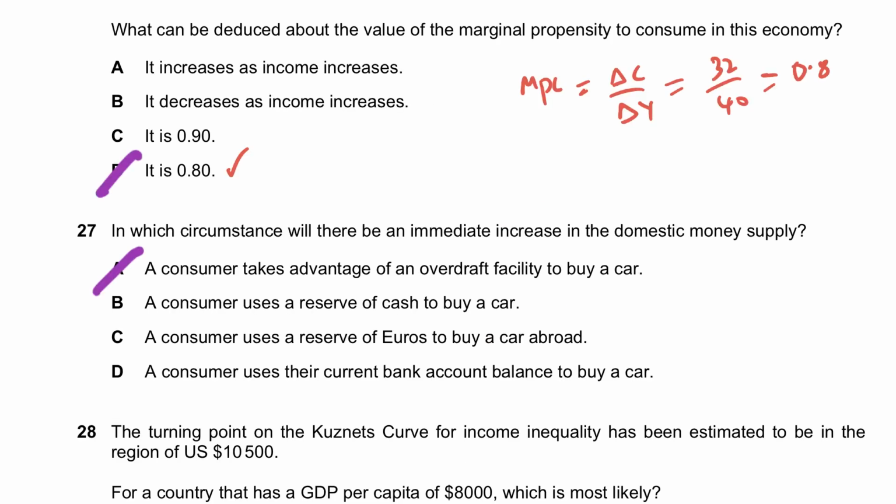In which circumstances will there be an immediate increase in money supply? And the answer is A, simply because when the consumer takes advantage of an overdraft facility, bank lending is going up. Whenever bank lending goes up, money supply goes up.